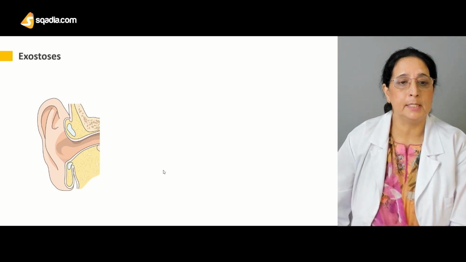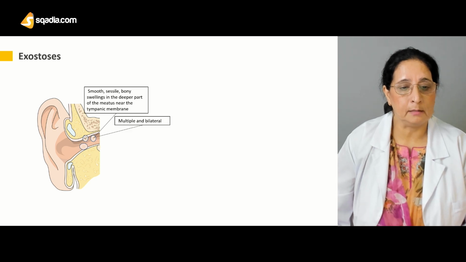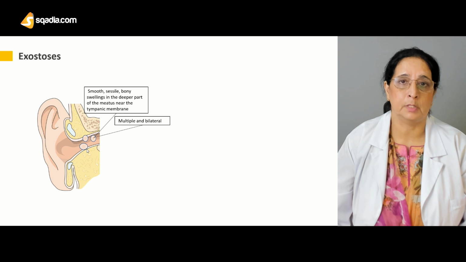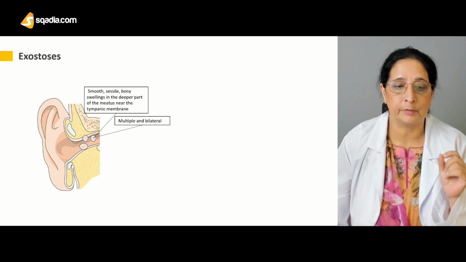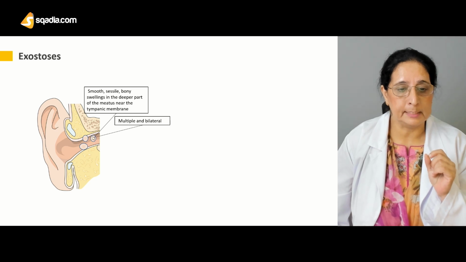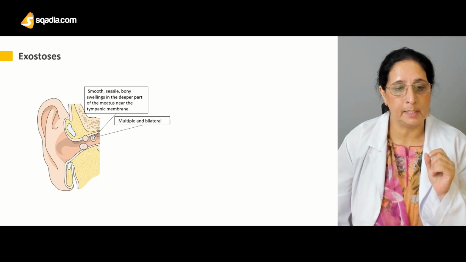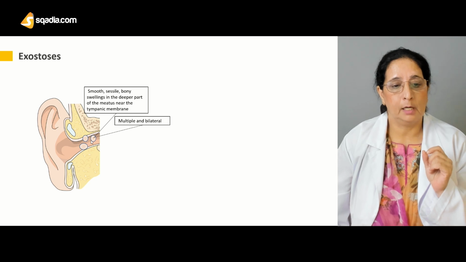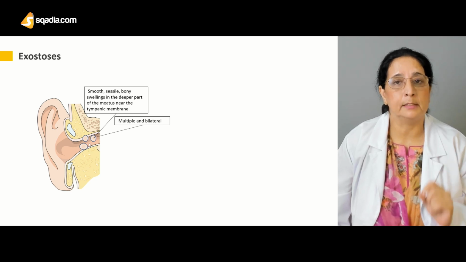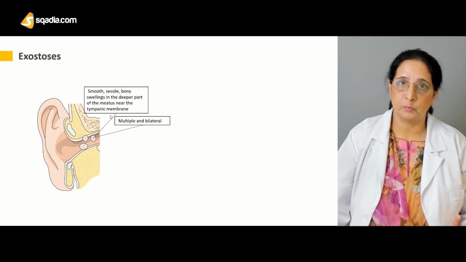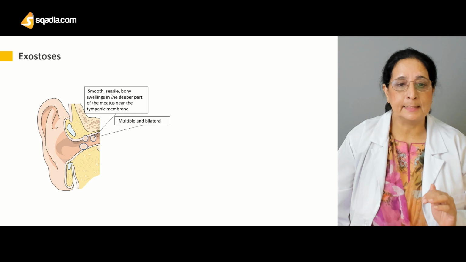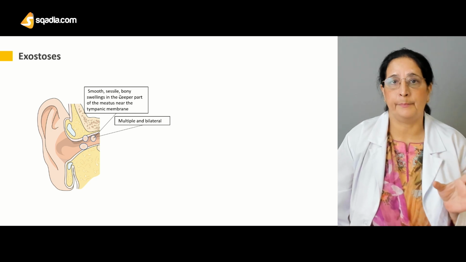Next, exostosis. Exostosis is another benign tumor of the auditory canal, and you see these are multiple tumors, not like osteoma, which is usually single, solitary. Here you can see multiple and bilateral tumors, and these are the exostoses. They are also smooth like osteoma. Sessile, they do not have a stalk, so they are not pedunculated.